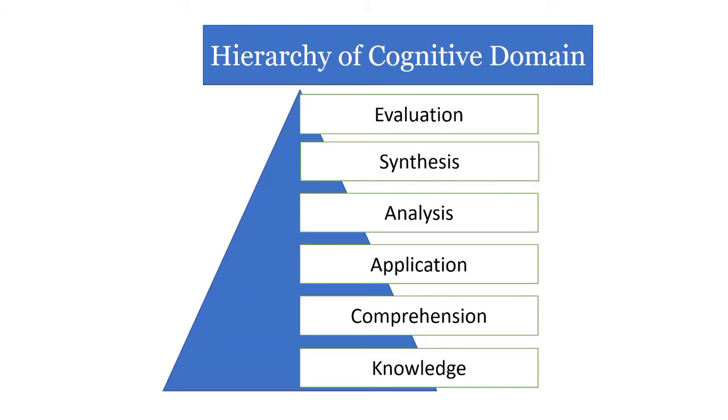Now let's look at the cognitive domain. This diagram illustrates the hierarchy of the cognitive domain, beginning with knowledge and ending with evaluation. It begins with the most simple and ends with the most complex. All right? Knowledge basically includes the ability of the learner to recall information.